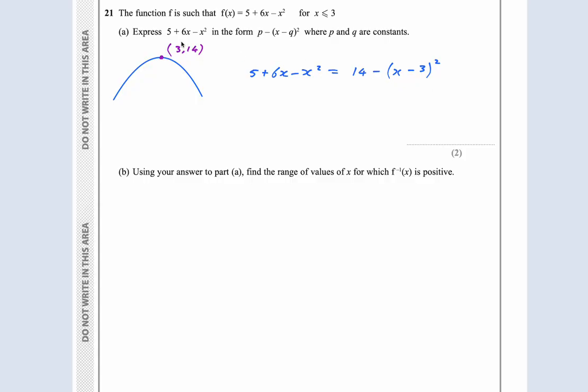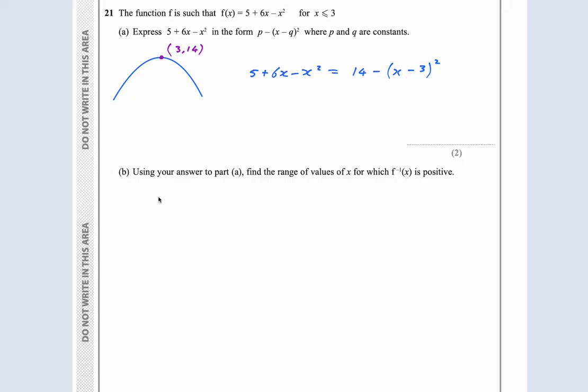But once you find that coordinate, the 3, 14, this is the 14, and inside the bracket it is negative whatever this is, so just be careful that that's the opposite sign. But that's the answer and is worth 2 marks.